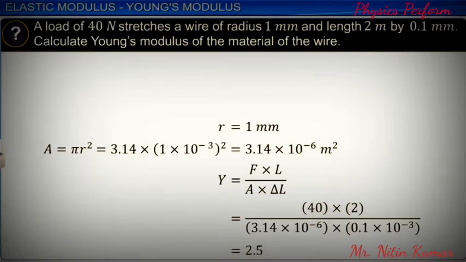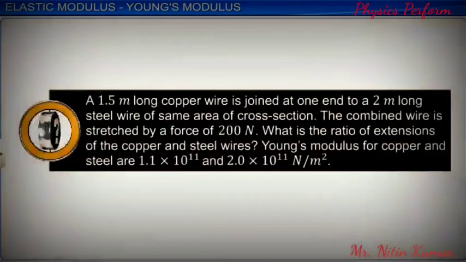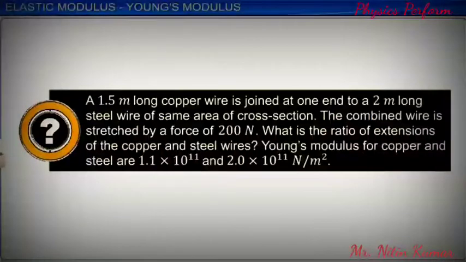A 1.5 meter long copper wire is joined at one end to a 2-meter long steel wire of the same area of cross-section. The combined wire is stretched by a force of 200 newtons. What is the ratio of extension of the copper and steel wires?